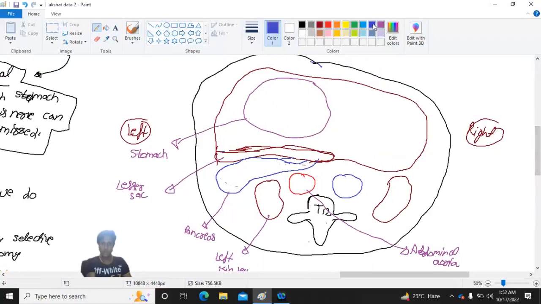We can also draw here the splenic vein and splenic artery. This darkish structure, which is behind the pancreas, is the splenic vein. This is the vena cava. These also come in the posterior bed, the stomach bed. Vena cava, IVC basically, inferior vena cava.